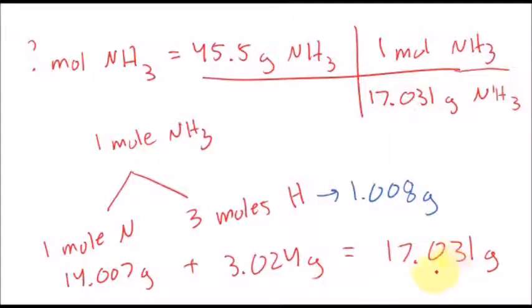And again, this is called the molar mass of ammonia, or NH3. So then, look, the units cancel out. Grams of NH3 cancels out grams of NH3. We multiply the top, we multiply the bottom in order to get our answer. So let's go ahead and do that.